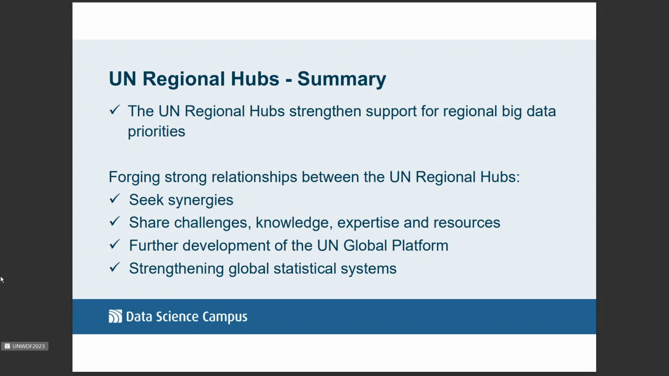So in summary, the UN regional hubs, how are they strengthening the support? Well, they are there to focus on the priorities of the region, to strengthen what's required within the region, but they're also working together. These regional hubs are doing more. They are seeking synergies across the UN regional hubs. They're sharing their challenges, knowledge, expertise, and resources, and they are developing further what's available on the UN global platform. And we see this as a way of strengthening the global statistical system. Okay, next slide, please.